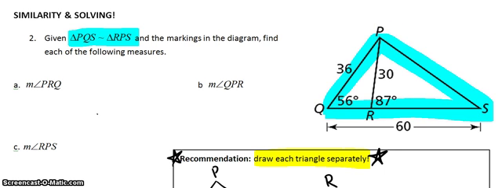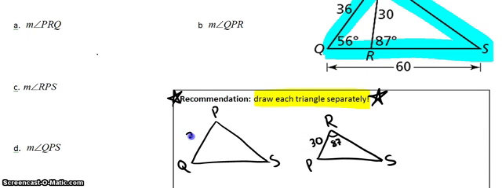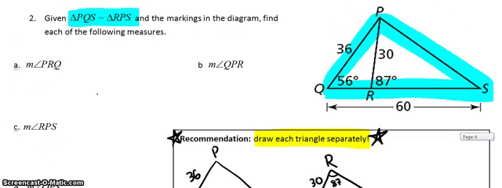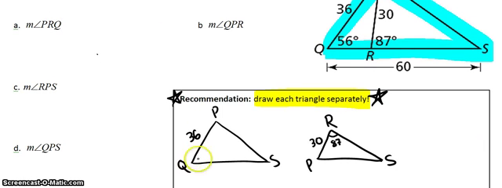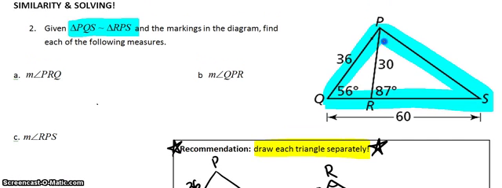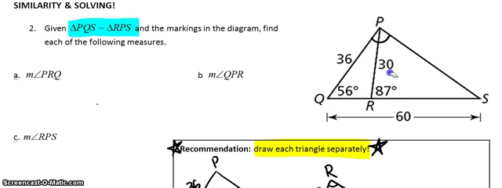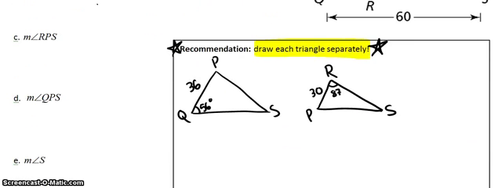So this is the bigger triangle. I know that from P to Q is 36. So P to Q here is 36. And I know angle Q is 56. Okay, that's all I know about this triangle. Like, I don't know this angle, I don't know this angle. Even though 87 and 30 are on the inside of it, that has nothing to do with the bigger triangle. Okay, so sometimes it's helpful to separate them because now we can compare these a lot more easily.